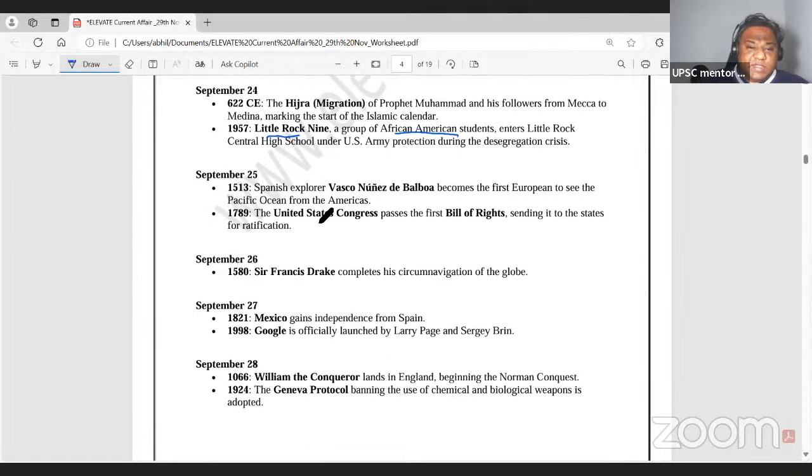On 25th September, Spanish explorer Vasco Nunez de Balboa becomes the first European to see the Pacific Ocean from the Americas. And in 1789, the US Congress passes the Bill of Rights, the first Bill of Rights.